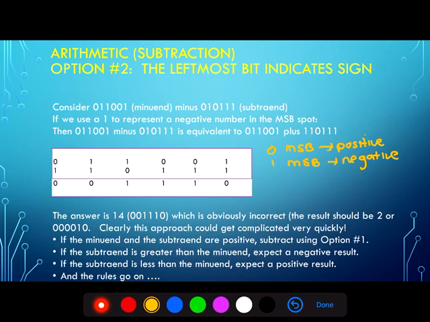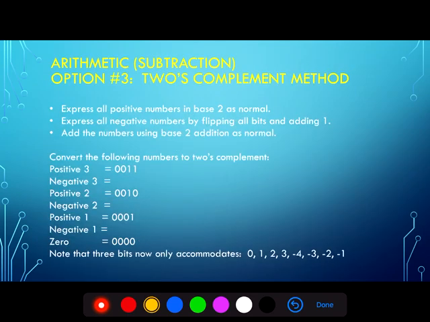So we can go on and on with this, but ultimately, while it sounds simple to use the leftmost bit to indicate the sign of a number, using this technique to do subtraction or add negative numbers simply involves way too many rules. And that would be okay if that were our only option, but it wouldn't lead to a very optimized or very clean circuit design. So let's look at one last technique, called the 2's complement method.